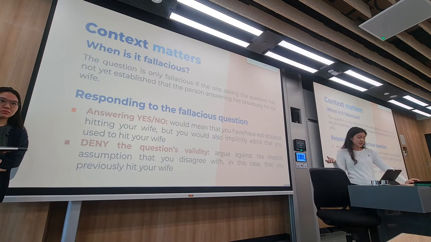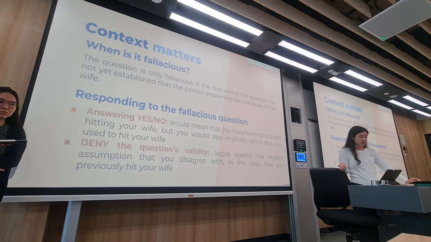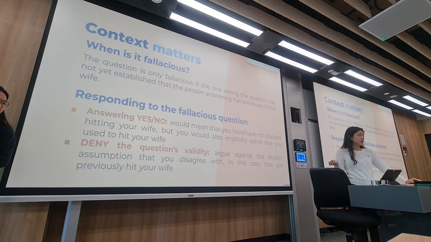So if the fallacy is being committed, then how would person A respond? This is the issue with the fallacious question, because no matter how he chooses to respond, he has to answer yes or no. And if he answers no, he implicitly admits that he used to hit his wife and has not stopped yet. But if he answers yes, he still admits to hitting his wife before, but he has now stopped. So obviously this is not ideal for person A, because he has never hit his wife.